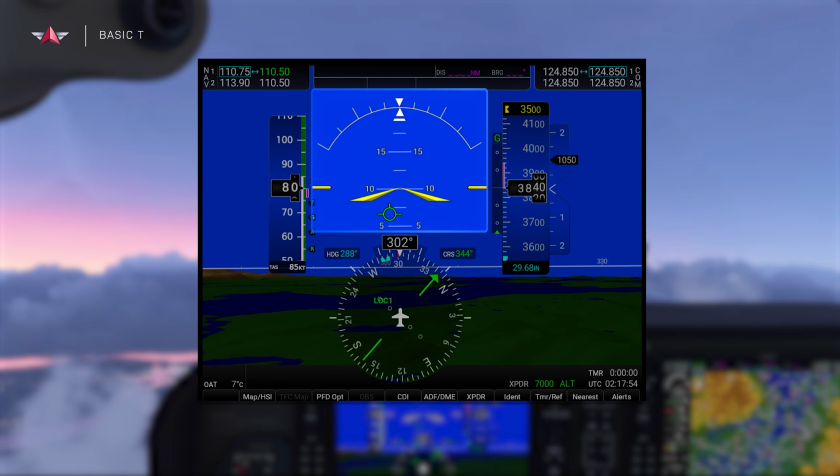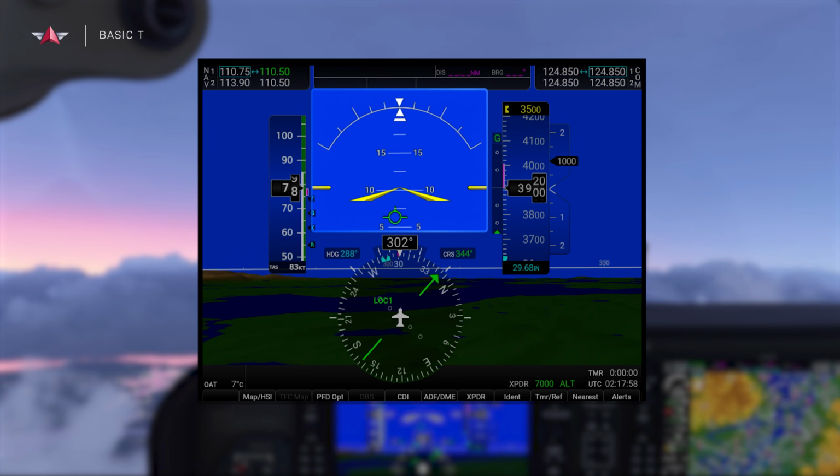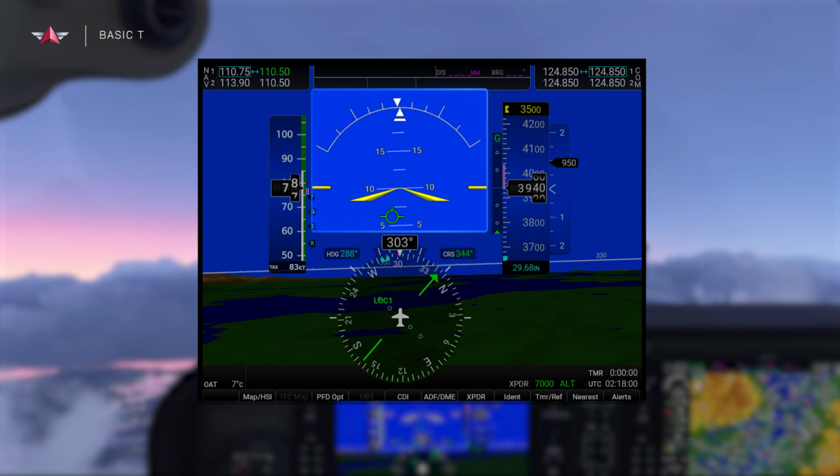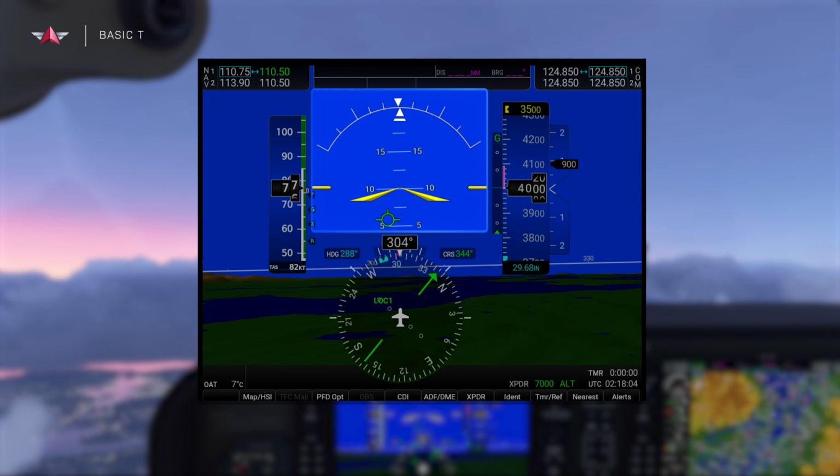Let me explain the basic idea behind this scan. The artificial horizon replaces the outside horizon. However, we have to keep in mind that the level of accuracy is lower on the instrument compared to looking outside at the real visual horizon.